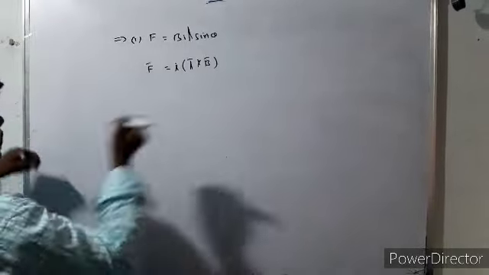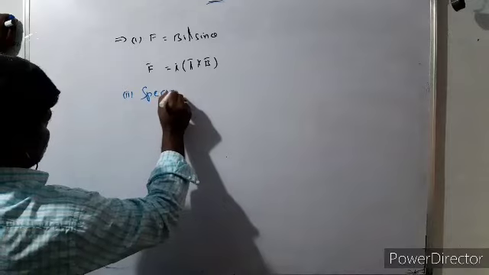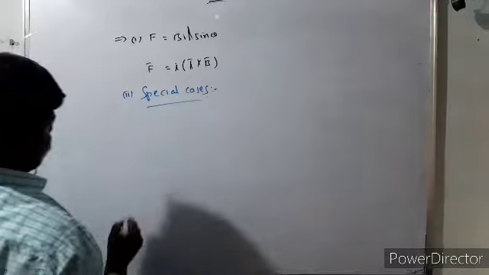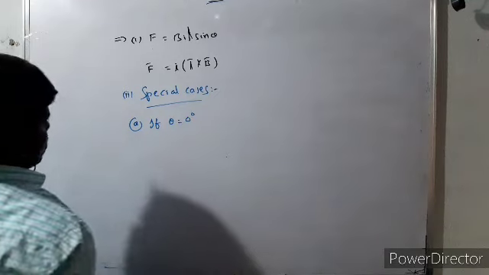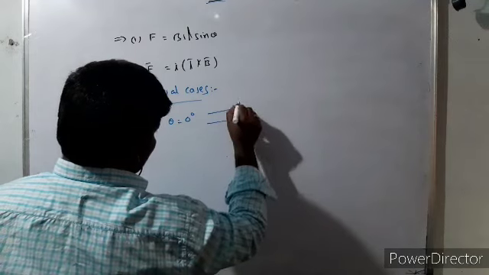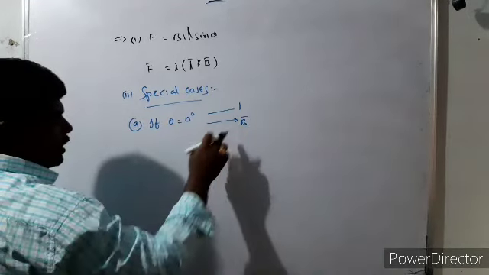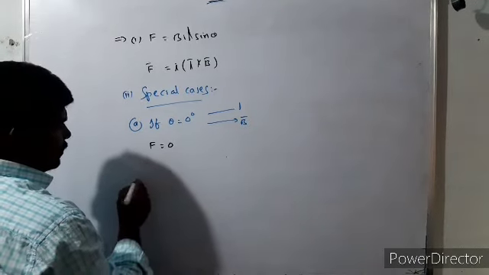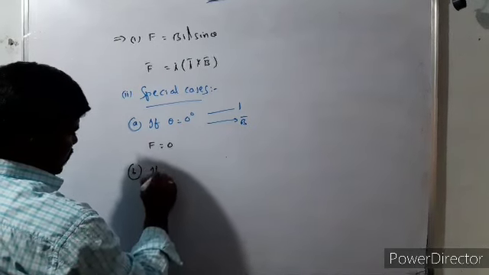Here some special cases are there. Case A: if theta is equal to 0 degrees, theta 0 degrees means the length of the conductor and the magnetic field are both parallel. Now what is the force? F is equal to 0. If the conductor is parallel to the magnetic field, the force on the conductor is 0.